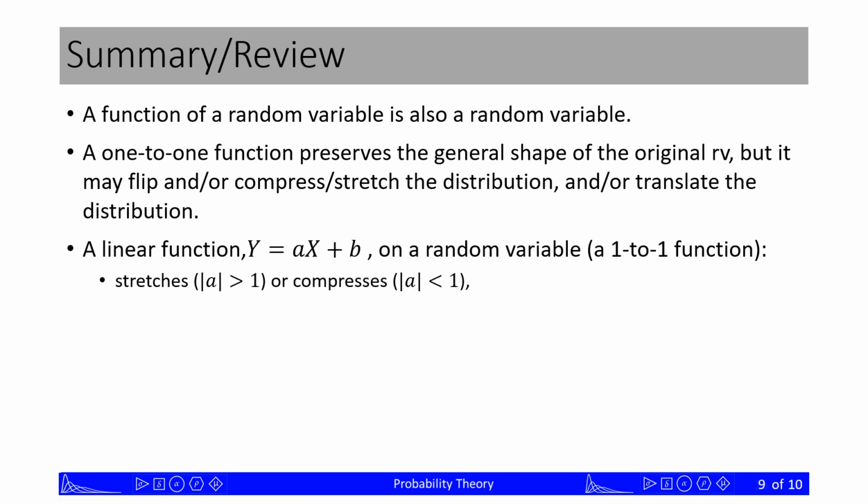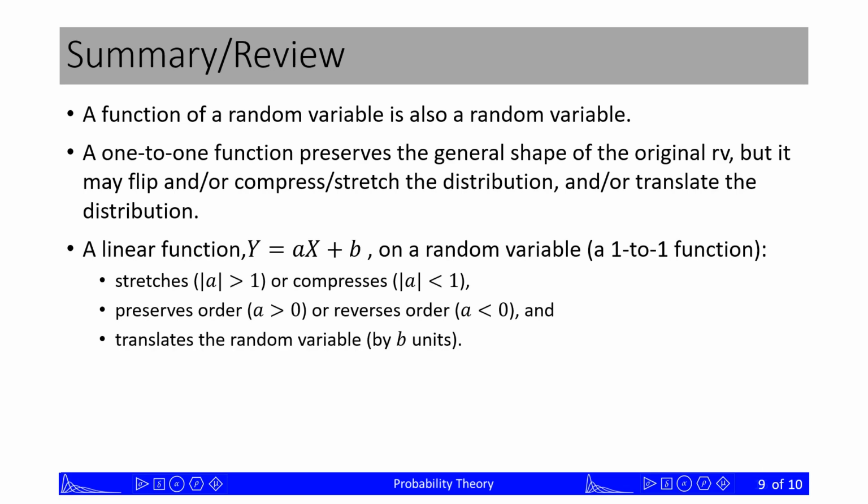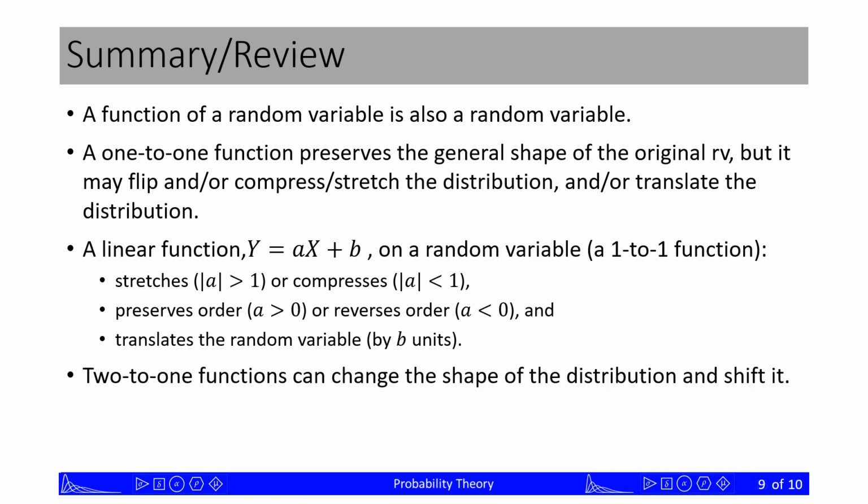Now, if the absolute value of a is greater than 1, it stretches the distribution. Likewise, if the absolute value of a is less than 1, it compresses the distribution. If a is positive, the order of the distribution is preserved. If a is negative, the order is reversed. A positive value of b shifts the distribution to the right, and a negative value of b shifts the distribution to the left. Now, 2-to-1 functions applied to a random variable usually change the shape of the distribution, and they may also shift it.